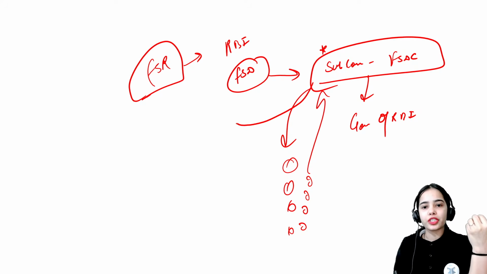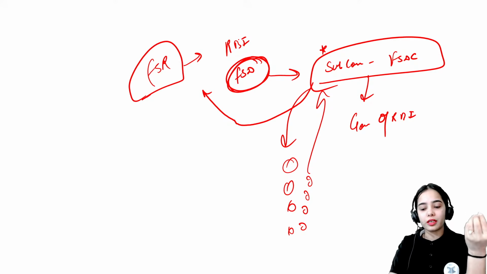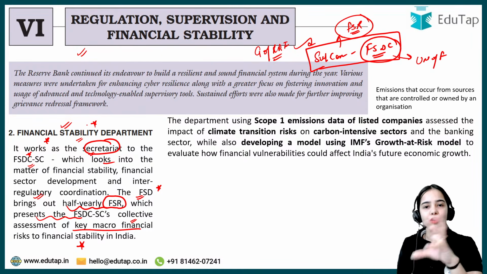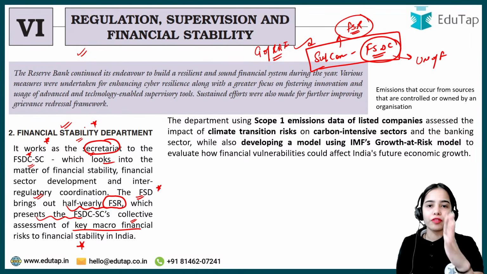Now, the subcommittee of FSDC, in consultation with the different regulators, there is the Financial Stability Report that is prepared by the Financial Stability Department. So this is the overall idea. The Financial Stability Department, the secretariat of the subcommittee of FSDC, releases the Financial Stability Report.